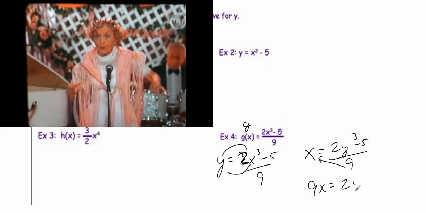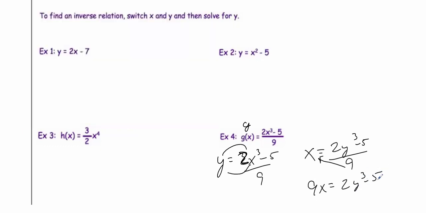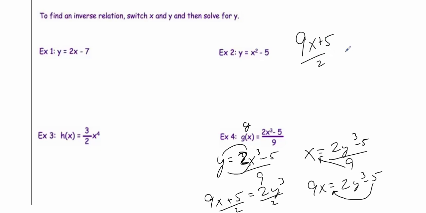9x equals 2y to the 3rd minus 5. Gonna add the 5 over, right? So I get 9x plus 5, ooh, almost made a mistake there, equals 2y to the 3rd. Divide by 2. I'm going to kind of move up. I don't have a lot of room there. I kind of write really large. I'm sorry. 9x plus 5 over 2 equals y to the 3rd power.